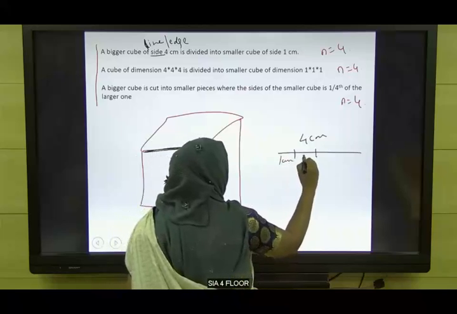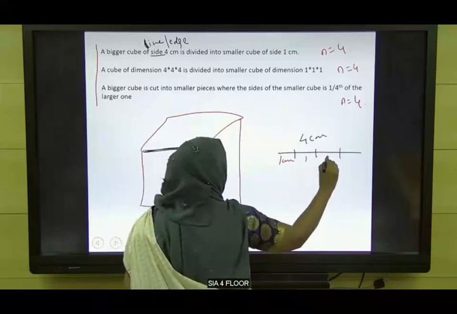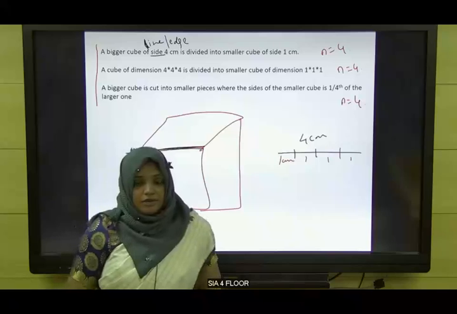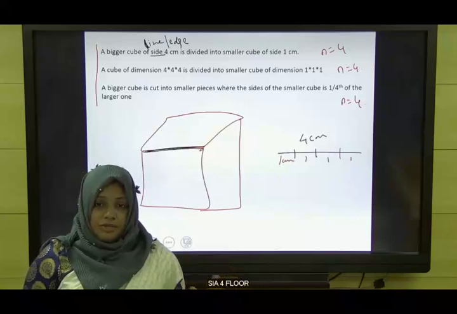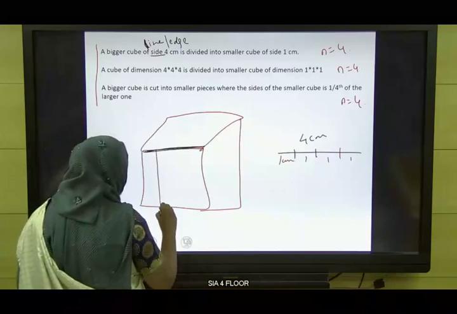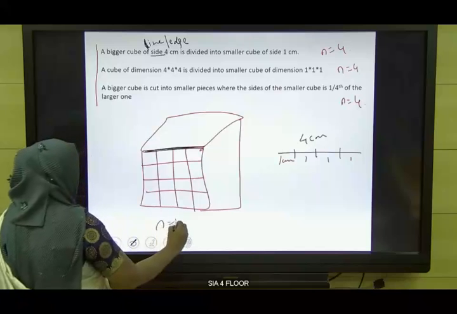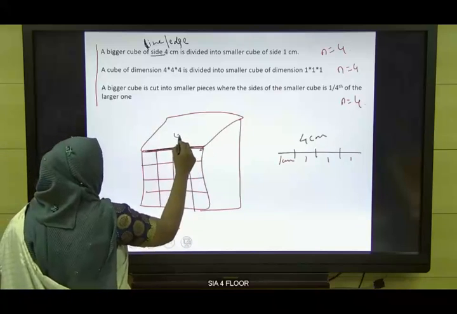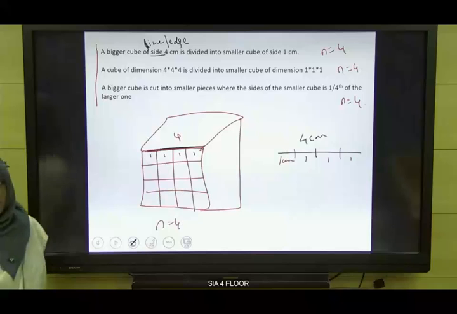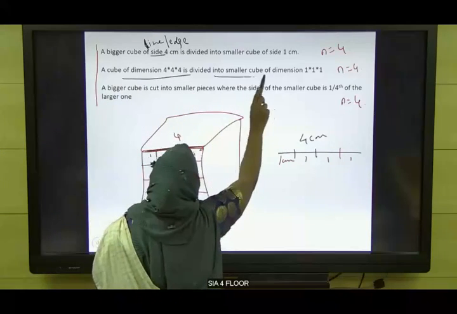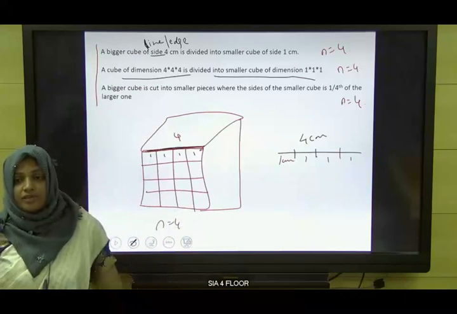So if you cut this into 1 centimeter rope, what will happen? There is a 4 centimeter rope, and if you want to divide it into 1 centimeter pieces, then you will be making 4 cuts there, right? In the same way, n is equal to 4, correct? So that's why they said the complete side is 4, and you're making smaller cubes where the side is 1 centimeter. The cube of dimension 4 by 4 by 4 is divided into smaller cubes of 1 by 1 by 1, so you have to divide it into 4 equal parts.